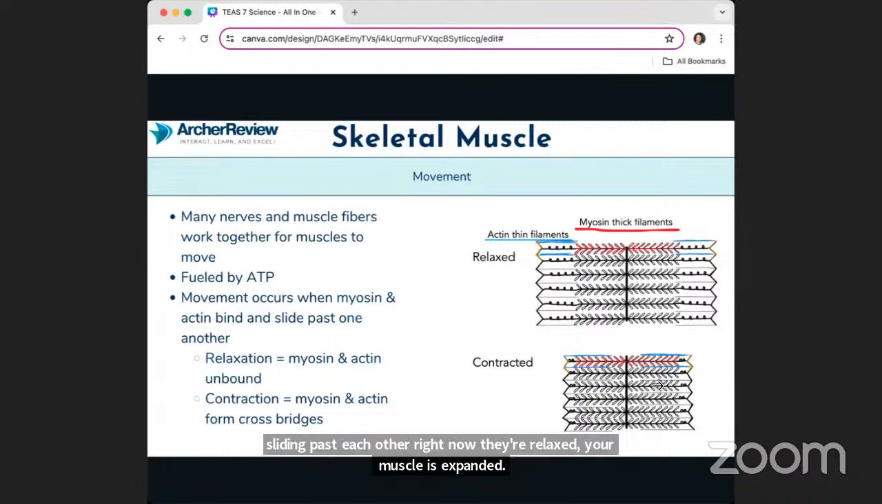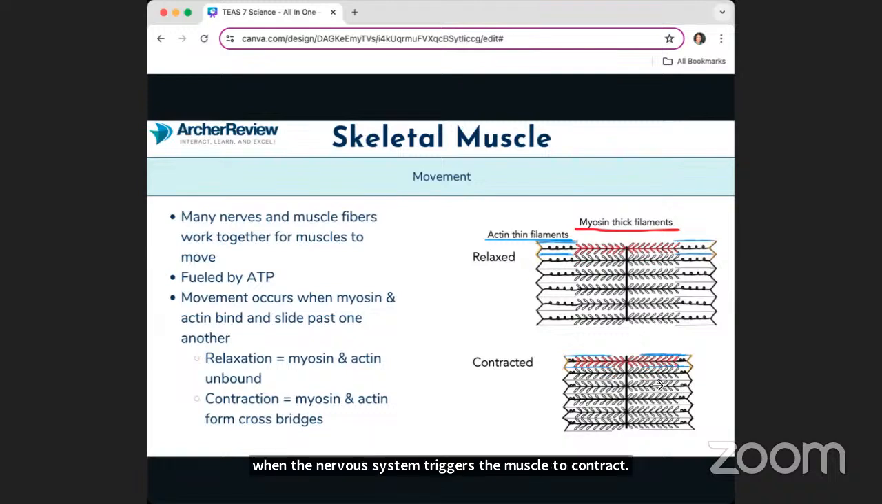But when the nervous system triggers the muscle to contract, take a look at what's different in that picture. The actin slides in between and over top of the myosin filaments. And that sliding over, the binding to each other, is the contraction of your overall muscle. So yeah, myosin and actin are the two at work here when it comes to muscle contraction.